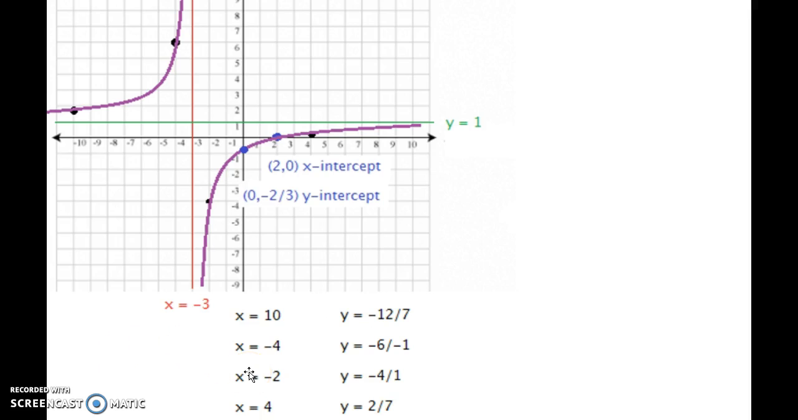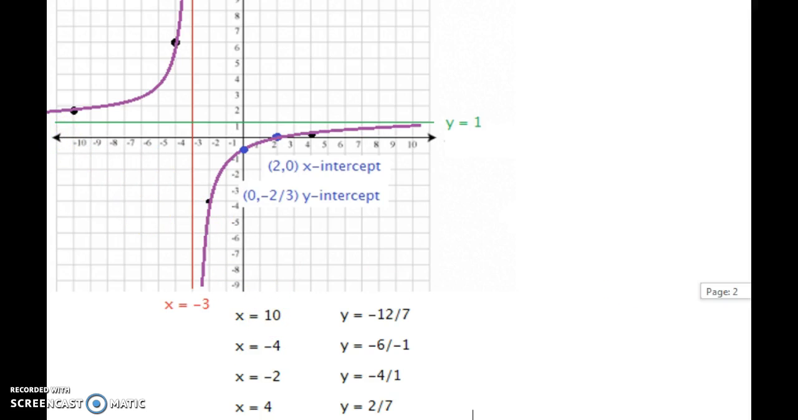So with all that information, now it's time to graph. You can plot your intercepts, draw your asymptotes, your vertical and your horizontal. And then those asymptotes split the graph up into regions. And we need to just pick some points from those regions to get a general shape of what the graph's going to look like. So I picked x equals -10. This is a typo here. It says 10, but x equals -10.